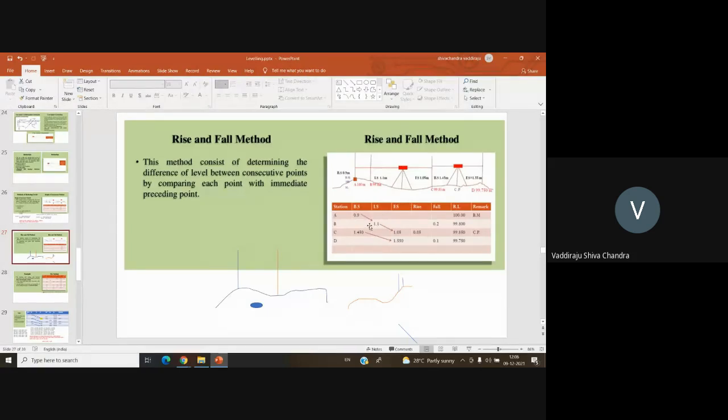What we are going to do here is find the difference between two successive staff readings. When the staff is placed at A, the staff reading is 0.9. When the staff is placed at B, the staff reading is 1.1 meters. So what does it indicate? When the staff reading is increasing, does it indicate rise or fall?